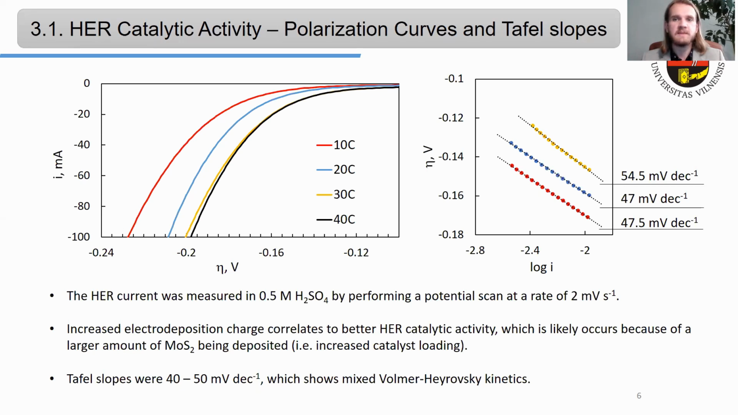That means that the same current is reached at a lower overpotential. Because more material is deposited, this can be assumed to relate to increased catalyst loading.